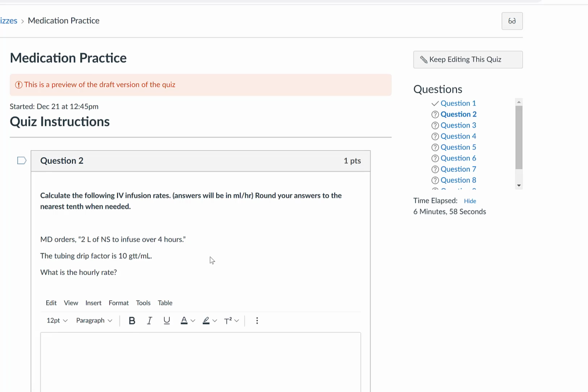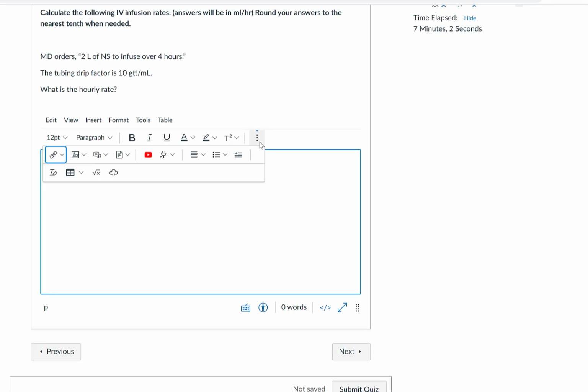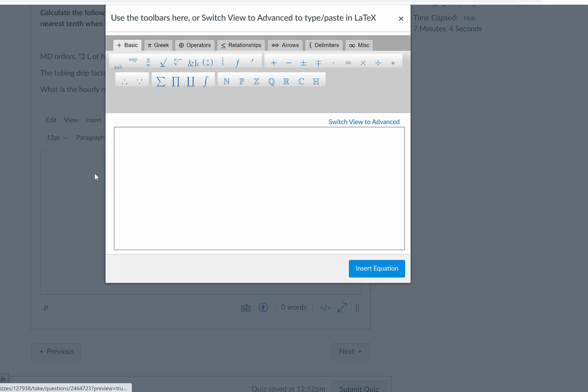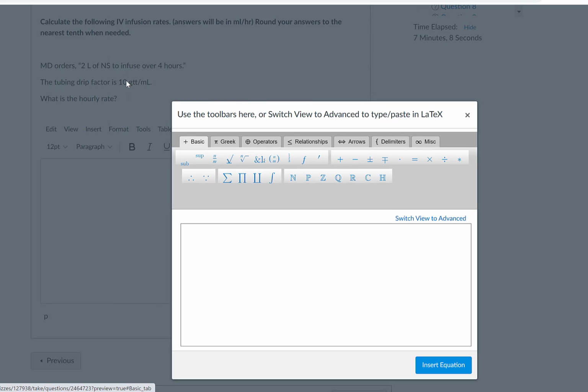So the next question, the same thing. Three dots for more, enter my equation. I don't like where it pops up because I can still see in the gray my answer. So I'm always going to start out with what it wants to know. It is asking me, what is the hourly rate?